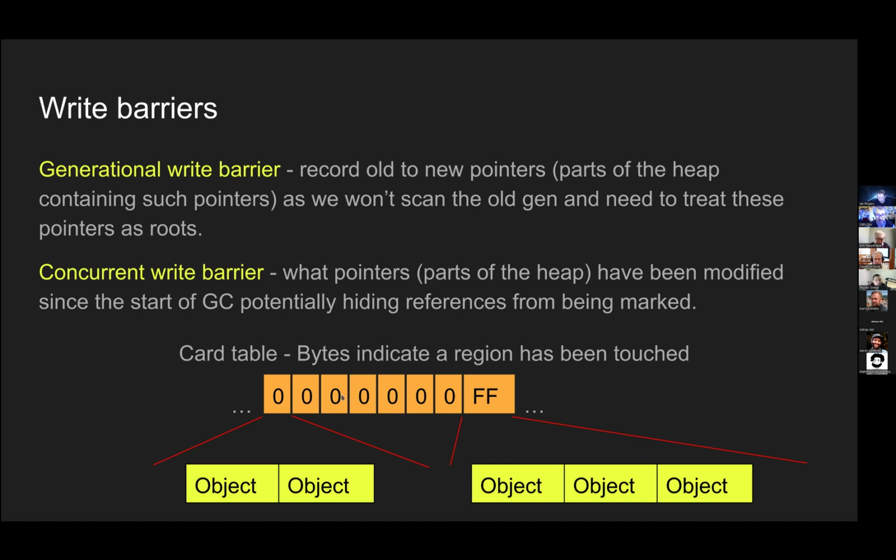So I've got a little depiction of a card table. The zeros show that nothing's been set in the card table. The FF is, hey, we changed something in this region of the heap. If it's a generational one, it's saying, hey, this is an old generation and maybe there's a new gen pointer in here. If it was a concurrent one, it's like something changed in this space since the garbage collection started.